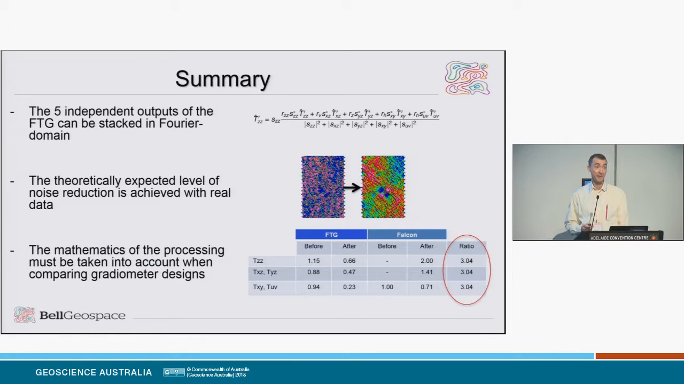So, summarizing the 3 things I want to tell you: that the 5 independent components of the FDG can be stacked in the Fourier domain to produce a noise-reduced product; and this theoretically expected level of noise reduction can be achieved with real data; and the mathematics of this processing is a key thing to take into account when comparing gradiometer designs. Okay, well, thank you for your attention.